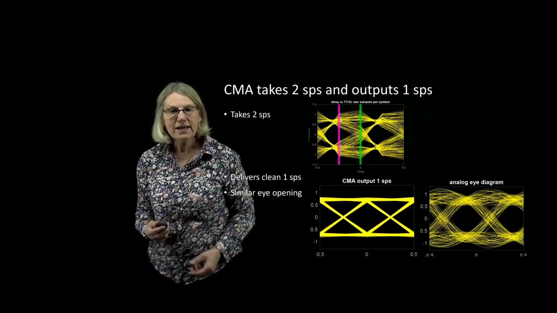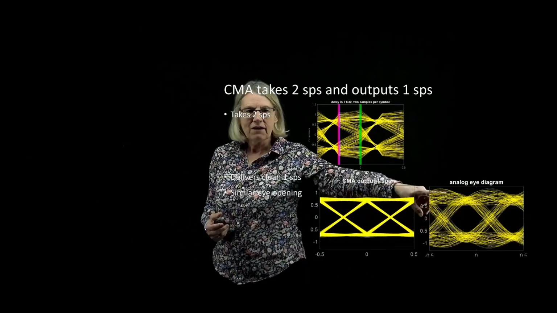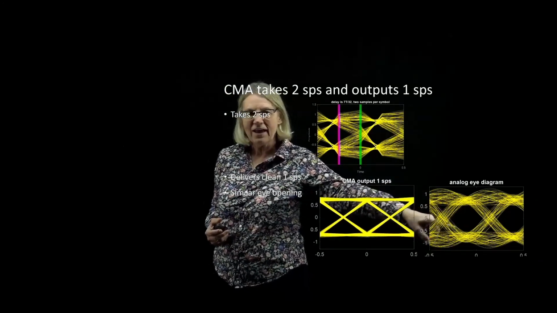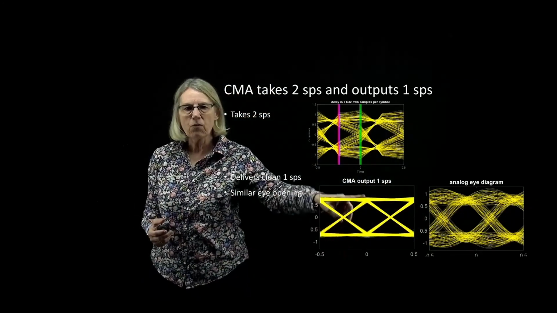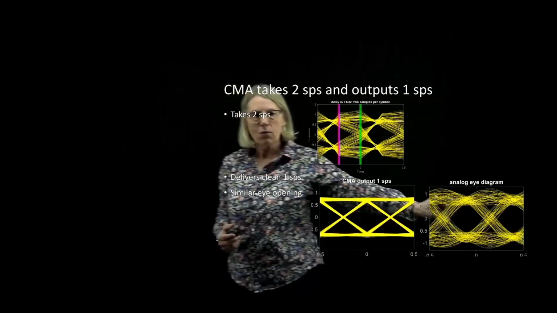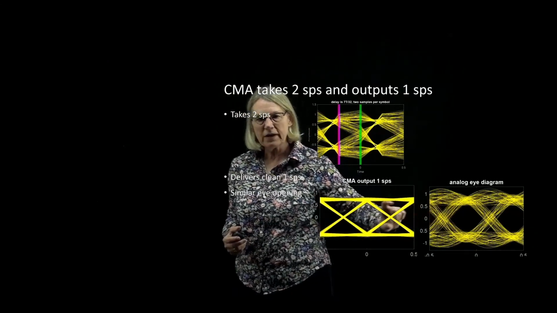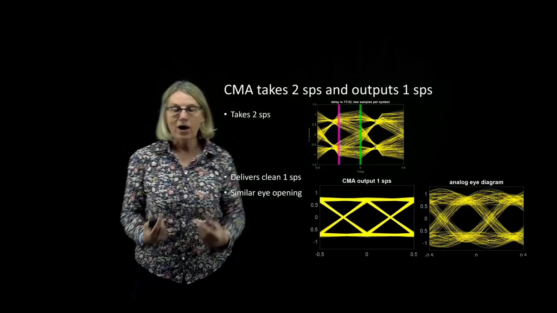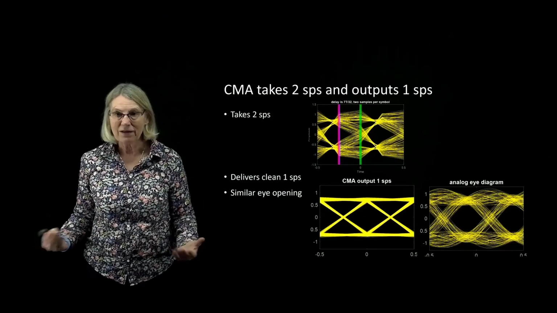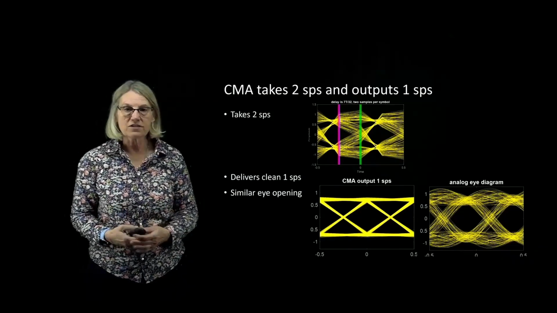So if we looked at the eye opening for the analog eye and what's coming out of the CMA at 1 sample per symbol, we've maintained the eye opening. But now we've just got our eye opening at the correct time. We have the correct time for our sample.